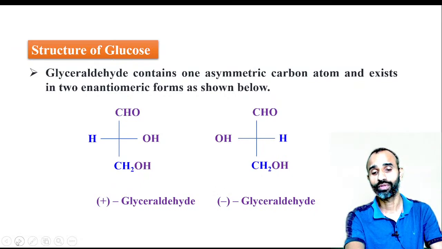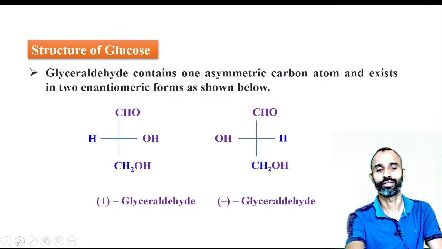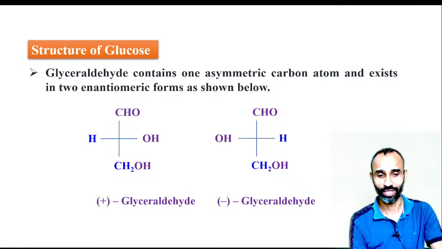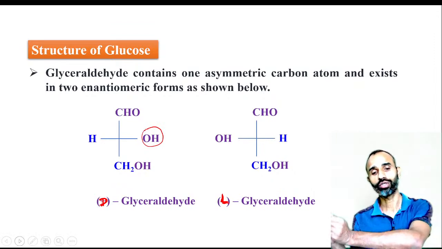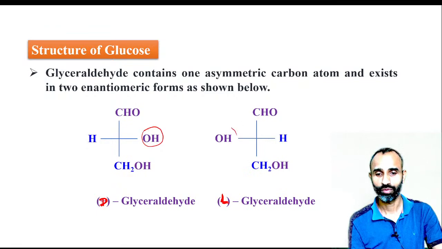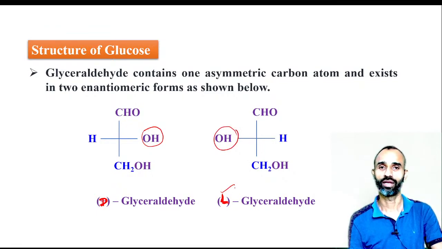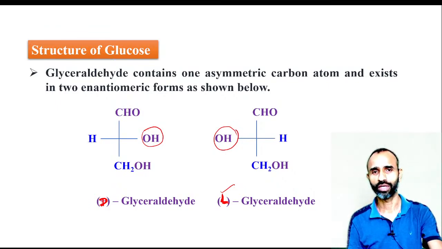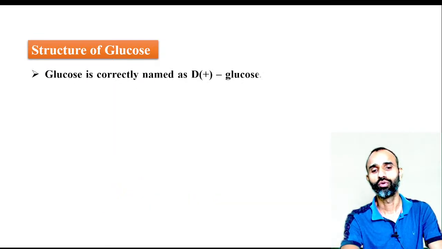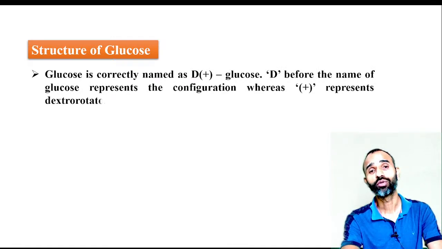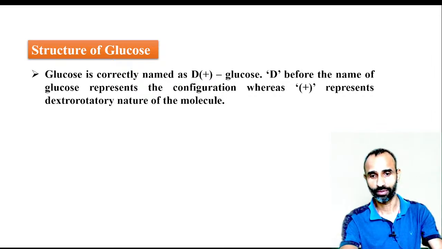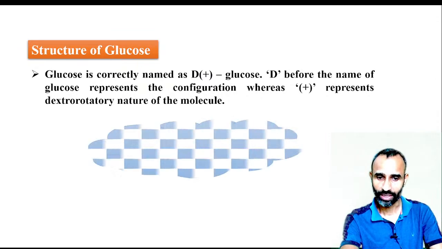And if OH is on the left, it is not plus, it means capital D, and it means capital L. Capital D means if on the second last carbon OH is on the right side, and if OH is on the left side, that is capital L. Most naturally occurring carbohydrates are capital D. So glucose is correctly named as capital D plus glucose. So capital D before the name represents its configuration, and plus represents the dextrorotatory nature of the molecule.